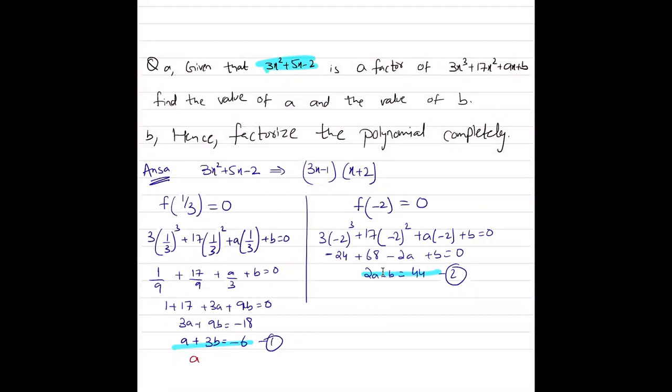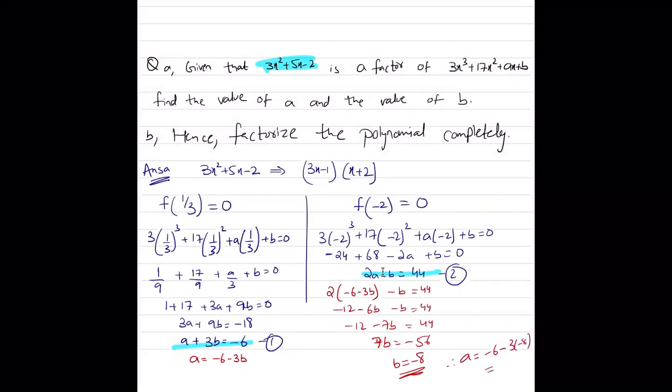So from the first equation, a is going to be minus 6 minus 3b. 2 times minus 6 minus 3b minus b equals to 44. Minus 12 minus 6b minus b equals to 44. Minus 7b equals to 44. 7b is going to be negative 12 negative 44 divided by 7. Now you get b as minus 8. Therefore, a is going to be minus 6 times minus 3 times b, that is going to be 18.